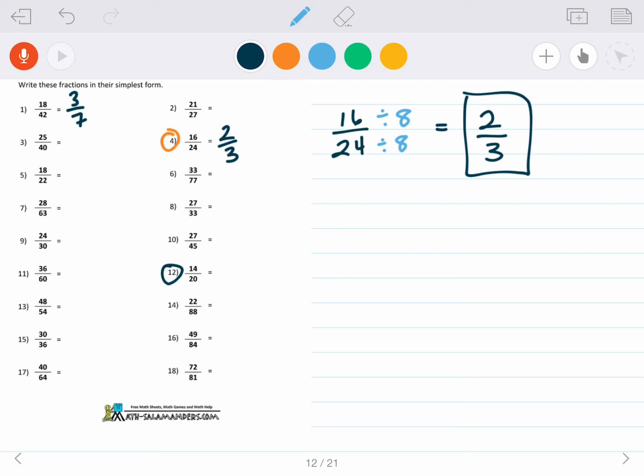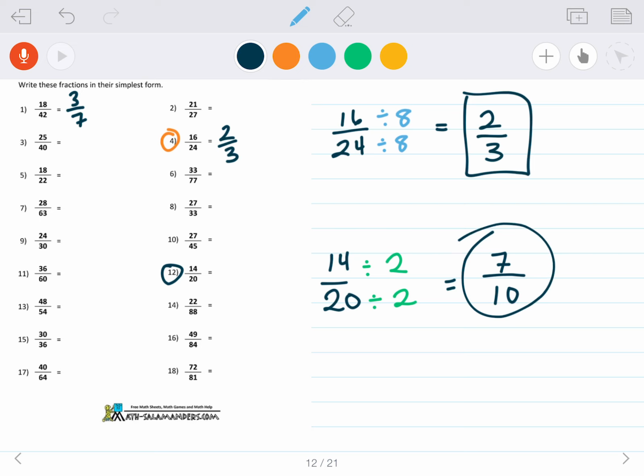Let's look at number 12. Number 12, we have 14 over 20. I'm just going to start by dividing top and bottom by 2. So 14 divided by 2 is 7. 20 divided by 2 is 10. This can't be reduced anymore, so our answer is 7 over 10.